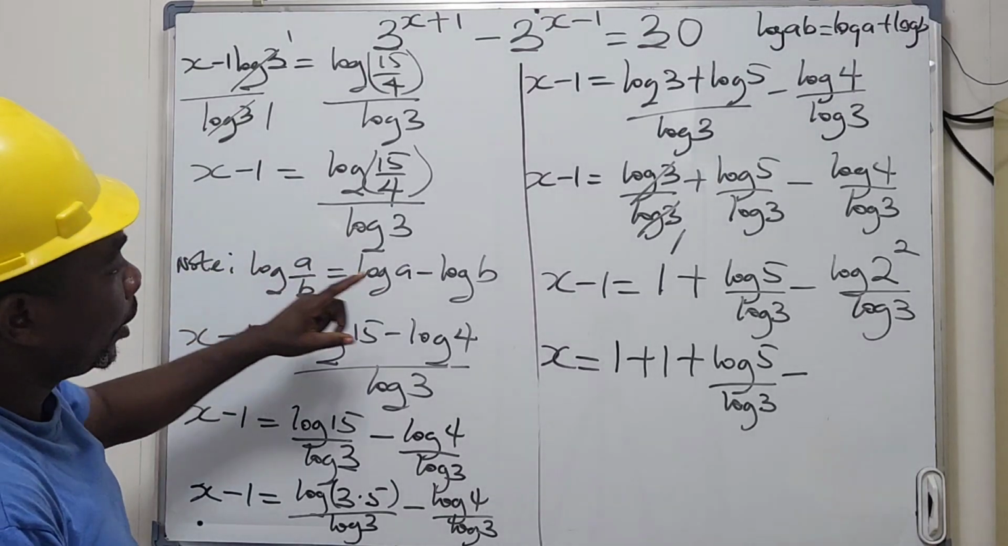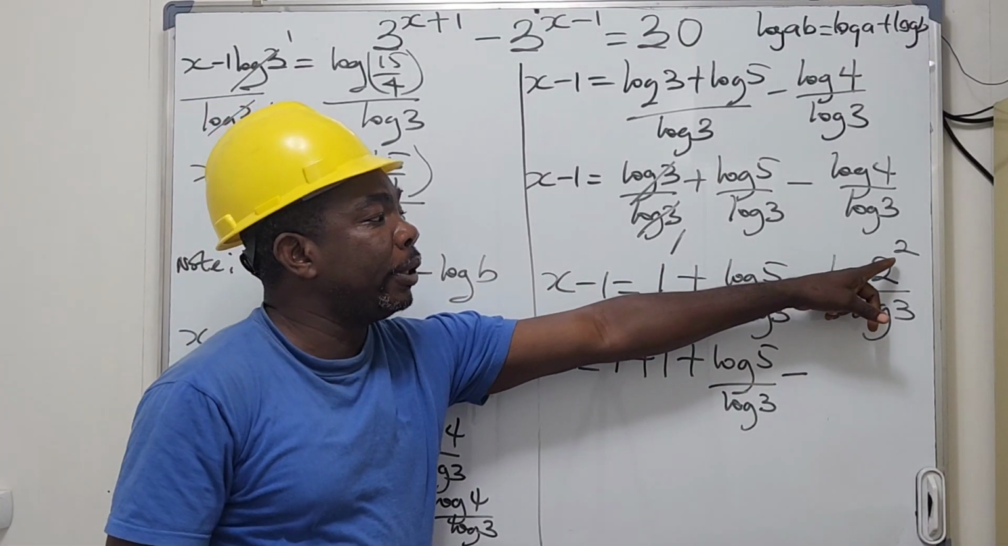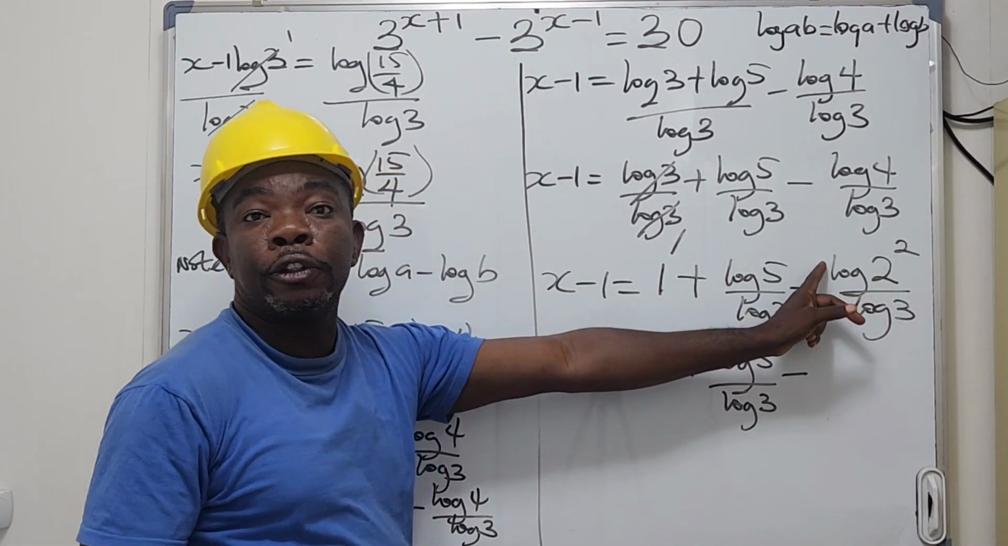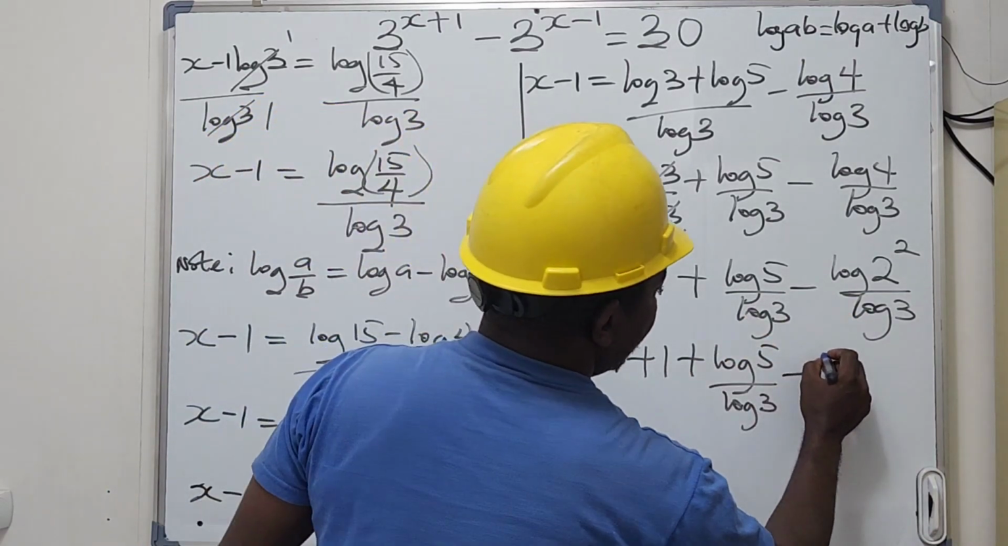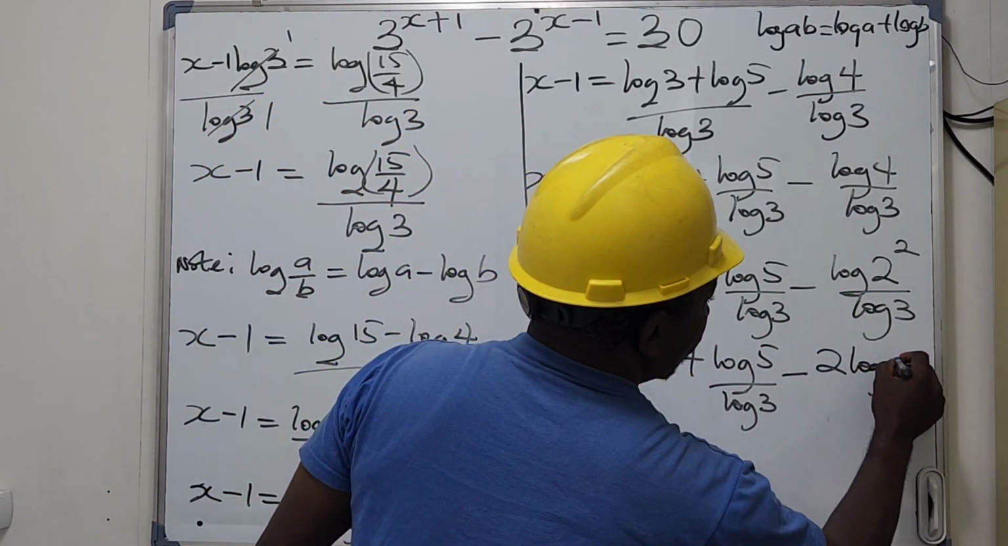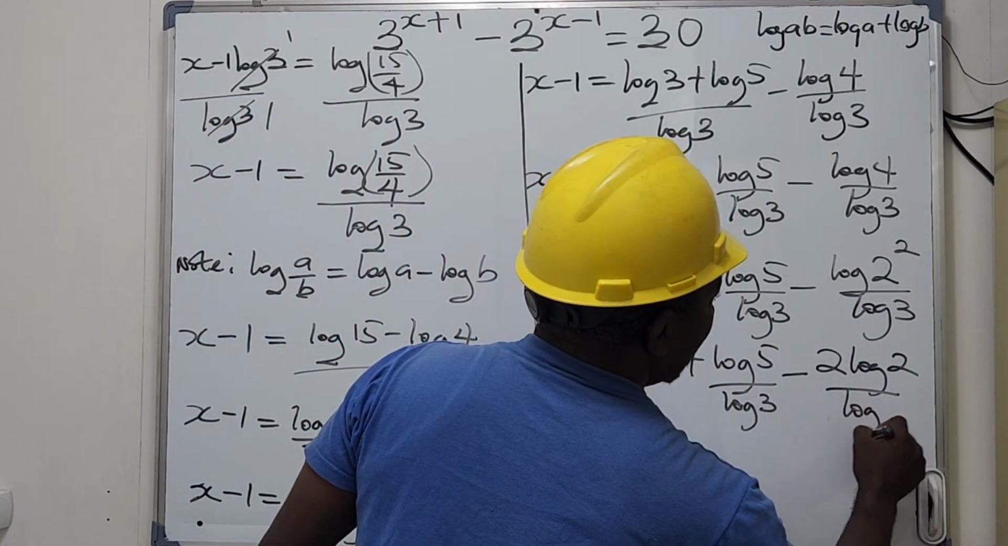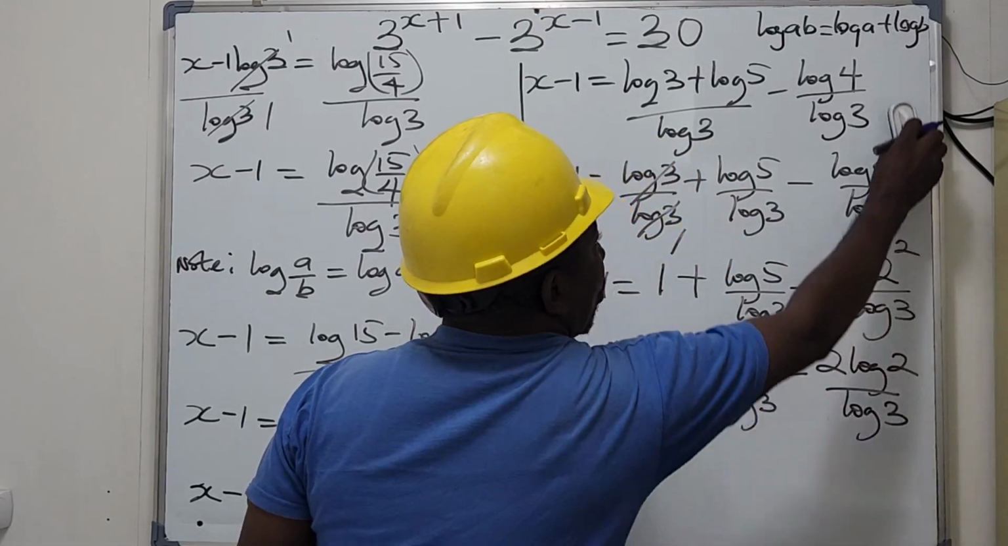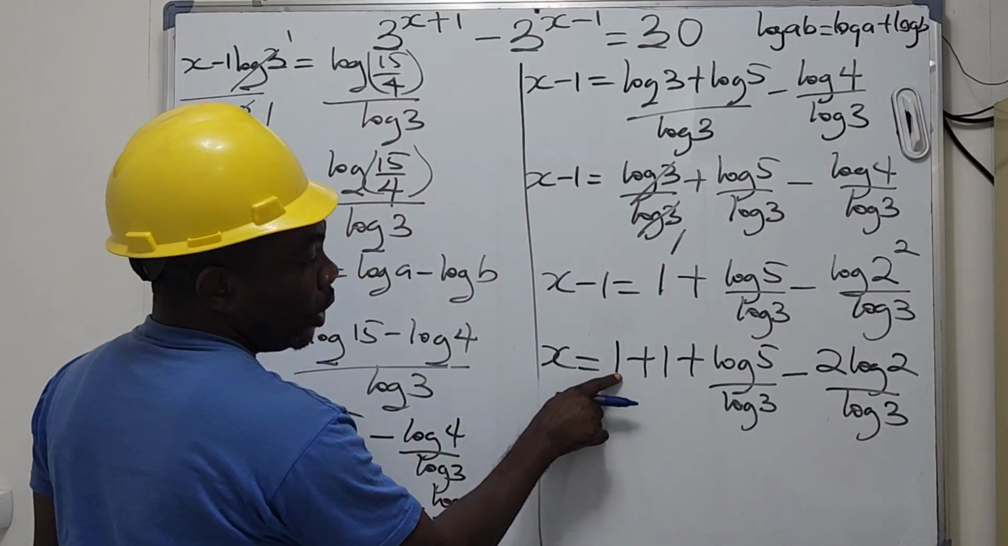Okay, we've cleaned it. So expressing, we will simply turn these 2 to the front of the log. So this will become 2 log 2 all over log 3. So this is what we have. So in this case, we need to add this.